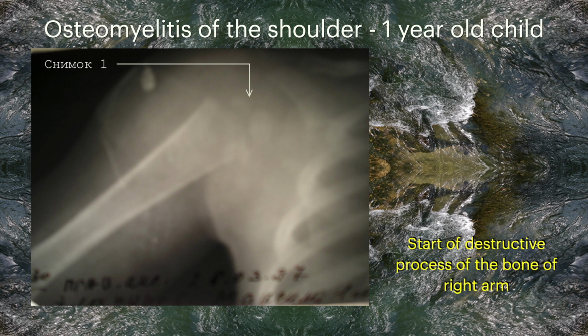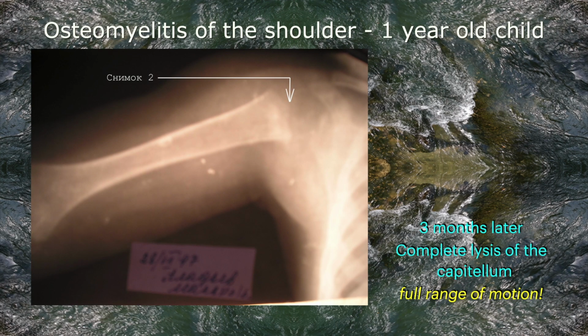Here is an example of osteomyelitis of the shoulder of a 1-year-old child. As we see, this infection is the start of a destructive process of the bone. We should see a nice round cap on top of that bone, and it's been destroyed by the infection. What we see is lysis of the capitellum. The round part of the top of the bone is completely gone, yet the child has a full range of motion.